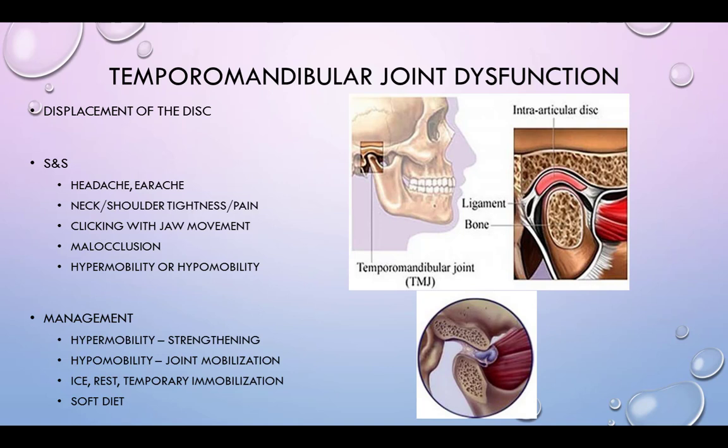TMJ dysfunction occurs with displacement of the disc. Common signs and symptoms include headache, earache, neck and shoulder tightness or pain, clicking in the jaw, especially during movement, malocclusion, hypermobility, which is too much movement, or hypomobility, which is too little movement. Management for TMJ dysfunction should include strengthening if the problem is hypermobility, joint mobilizations if the problem is hypomobility, ice, rest, and possibly temporary immobilization.